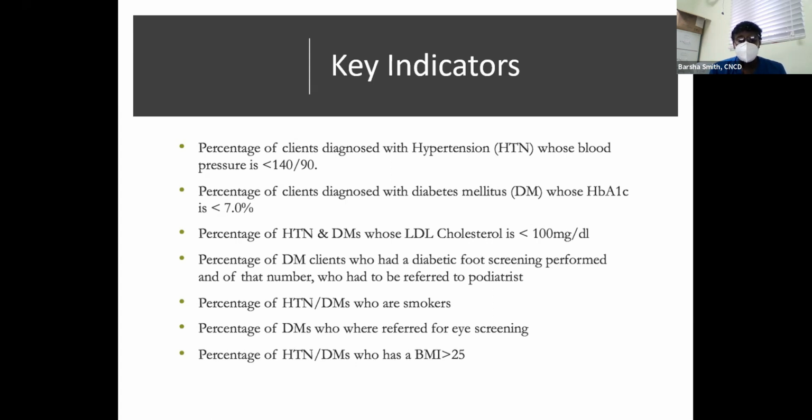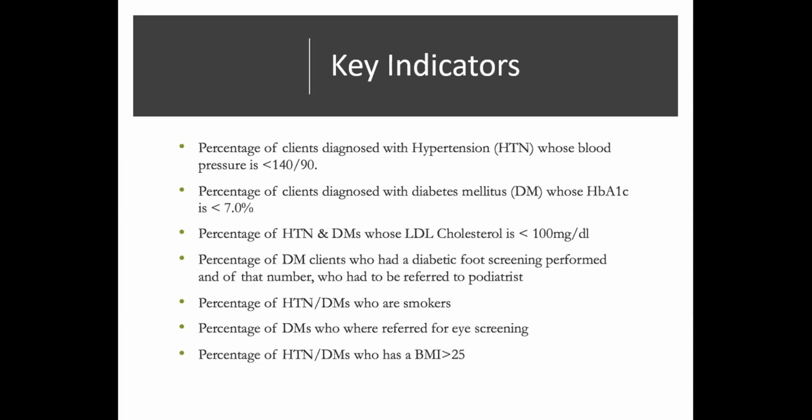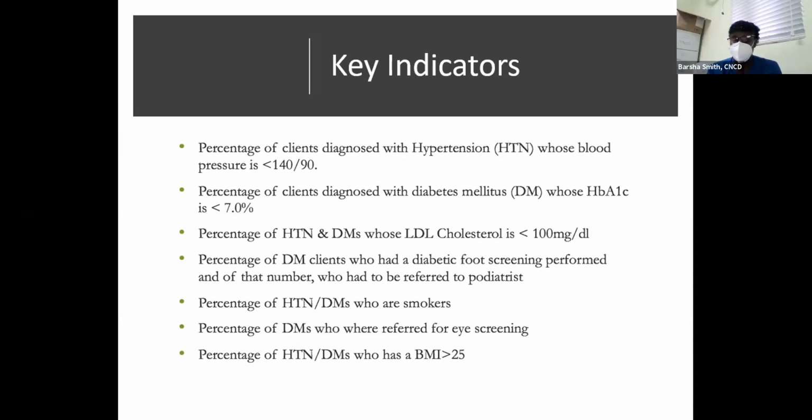Of course, another area of concern for us is their eyes. And most of us would know that a lot of diabetics would have blindness or glaucoma. And so we have to make sure that these patients have some eye screening done. And of course, we are also very concerned about our BMI, looking to see how many of our hypertensive and diabetic patients have a BMI that is greater than 25. So that is of concern to us.